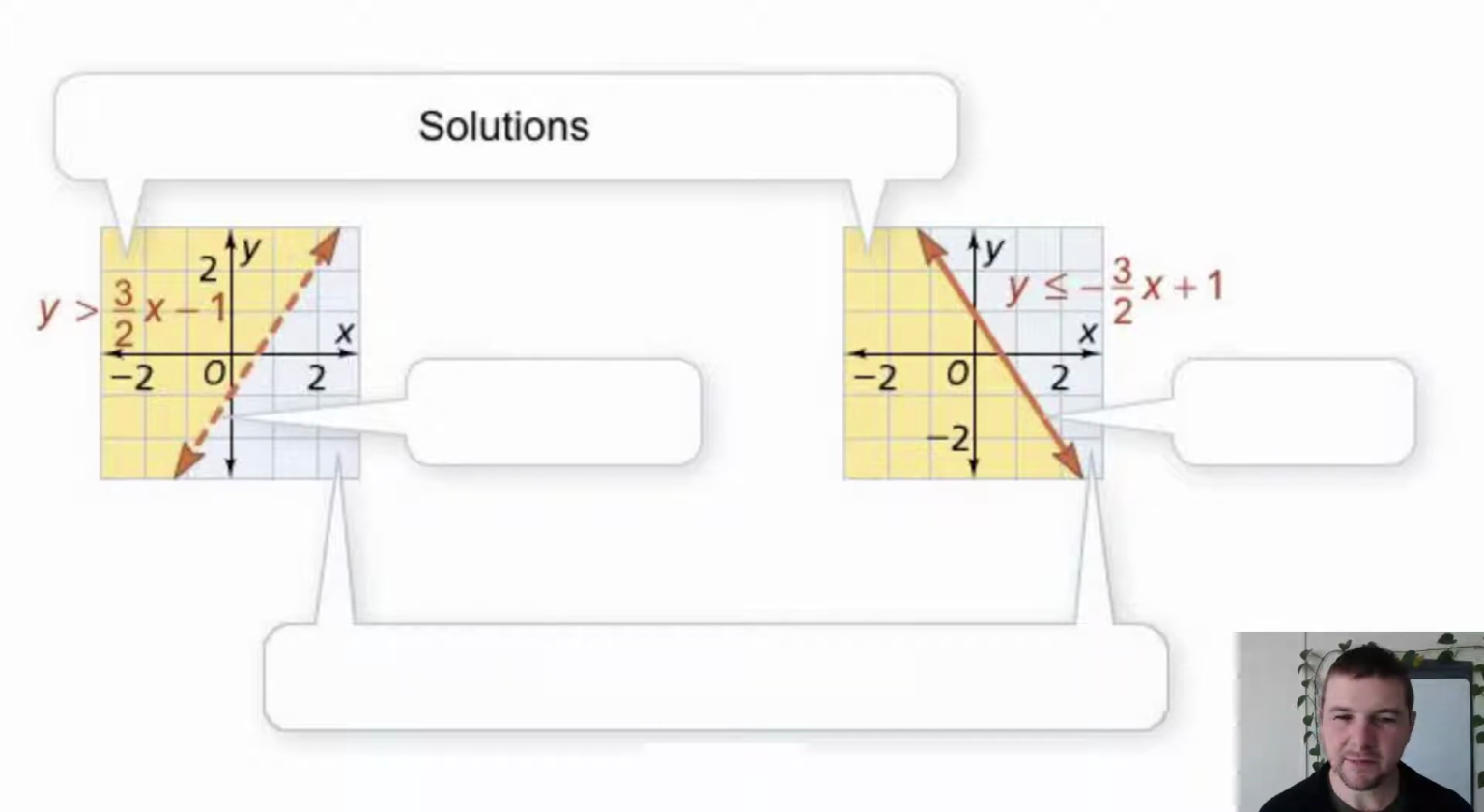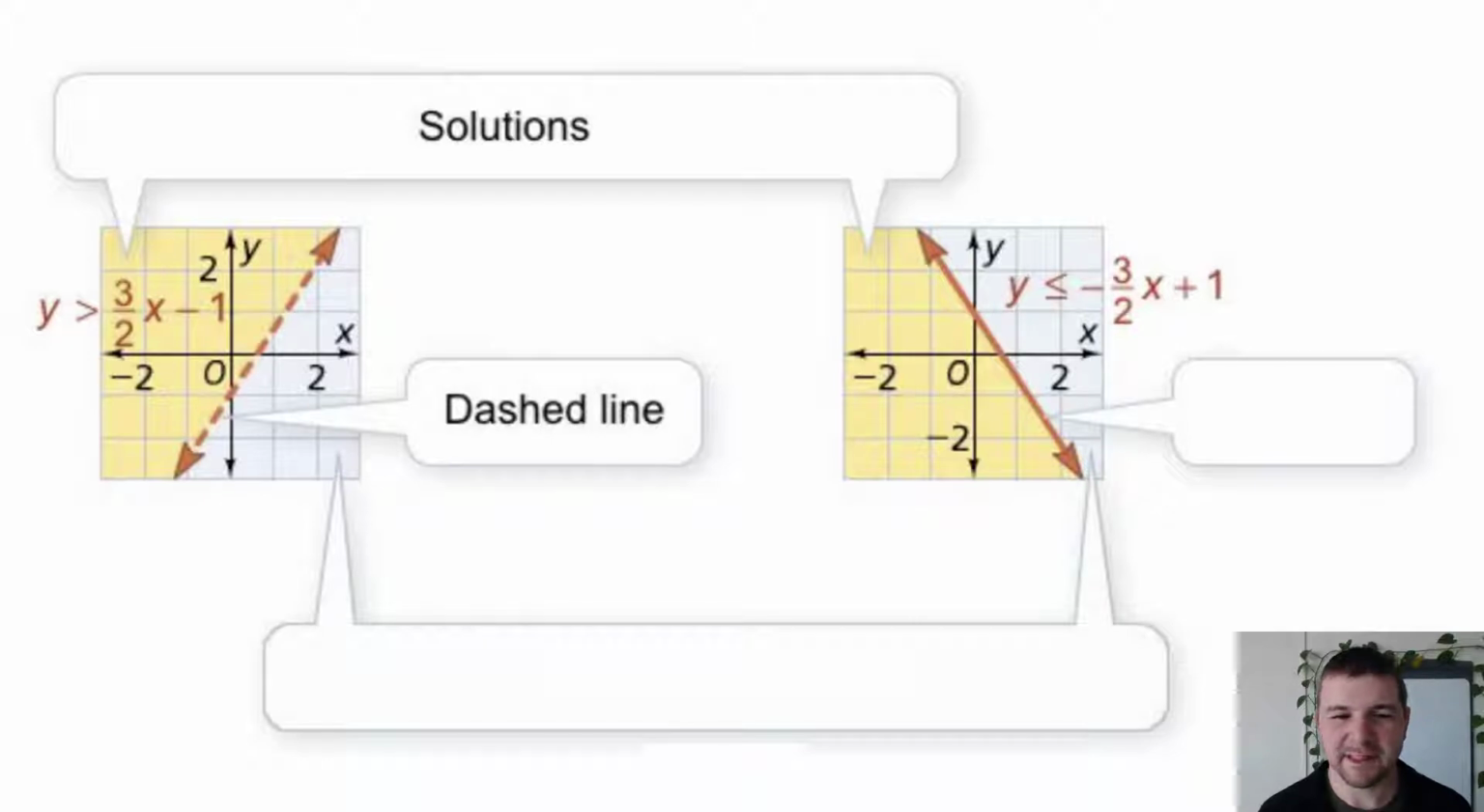First on the left, y is greater than 3/2 x minus 1, and on the right, y is less than or equal to negative 3/2 x plus 1. If we choose any point within the yellow regions, they'll be solutions of their respective inequality.